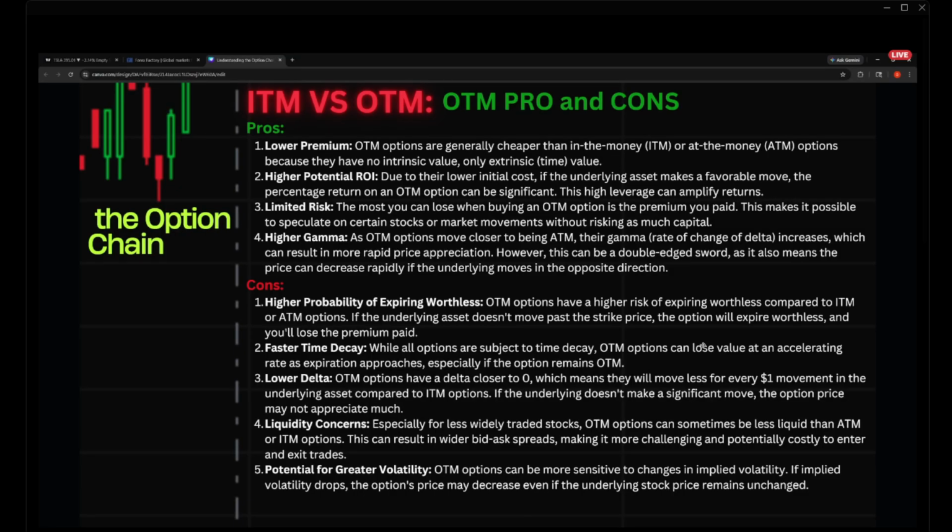People who are over risking their accounts and putting way too much into weeklies when they should be buying two or three contracts at a time at most. Yeah, I'm talking to you. But the most you can lose is the premium you paid. This makes it possible to speculate on certain stocks or market movements without risking much capital.